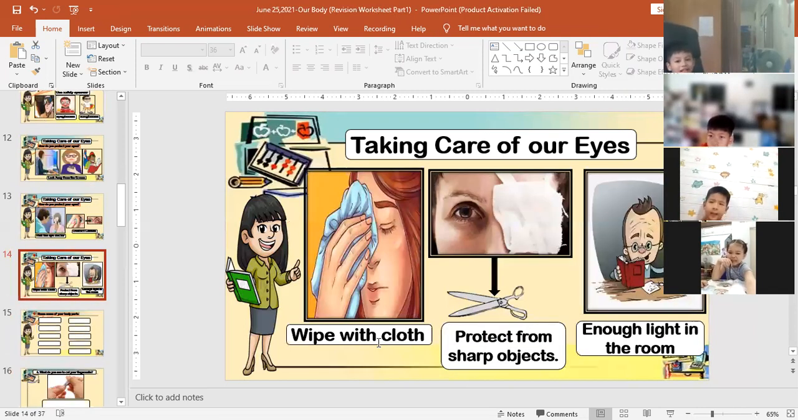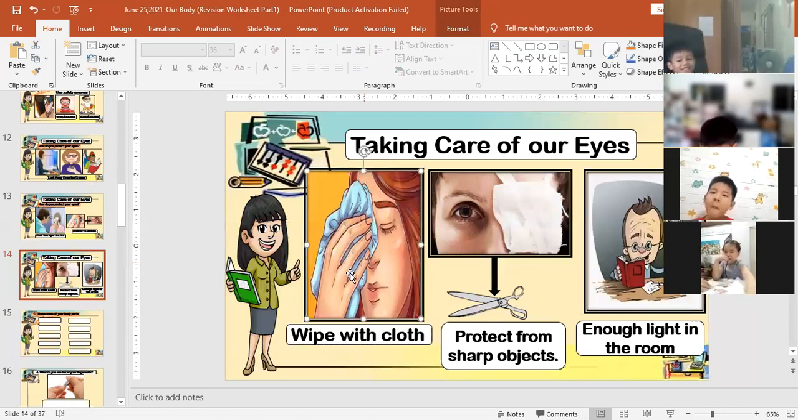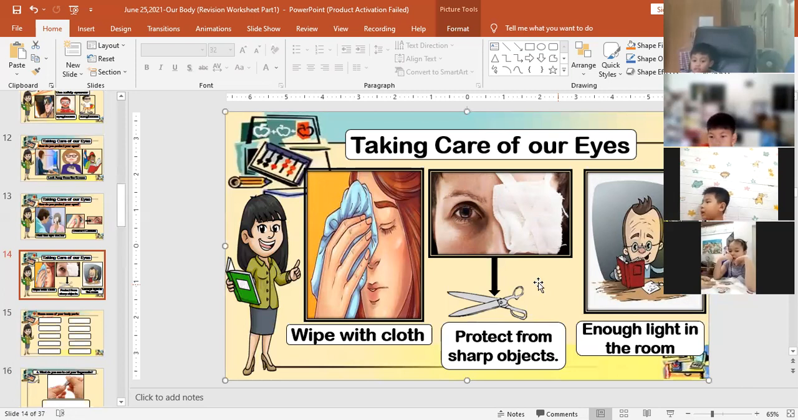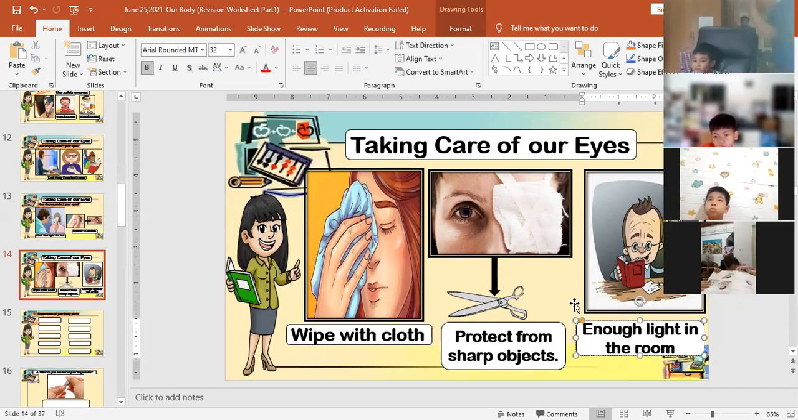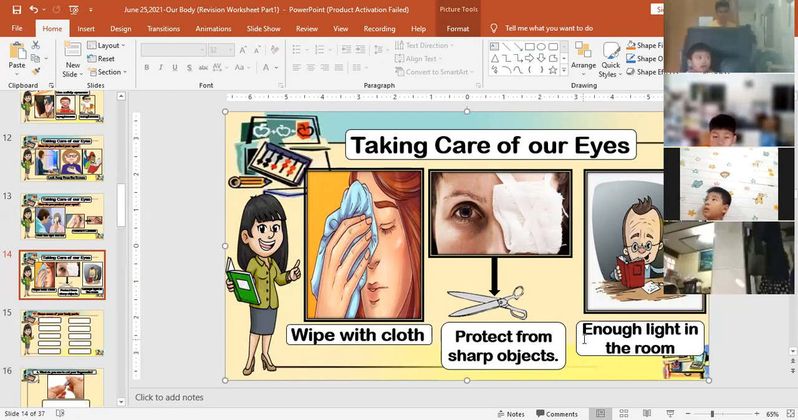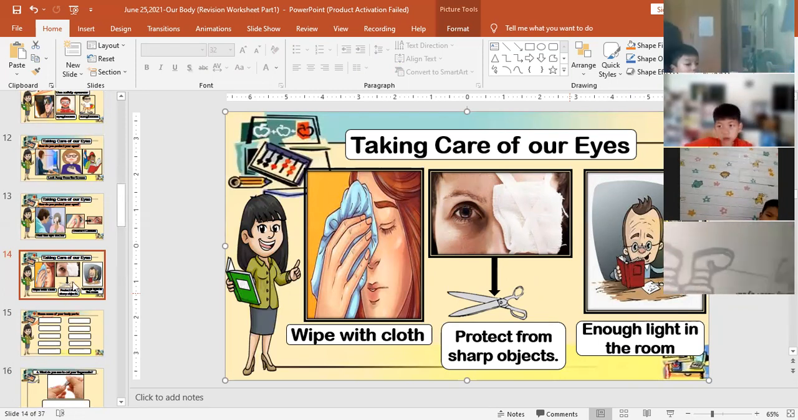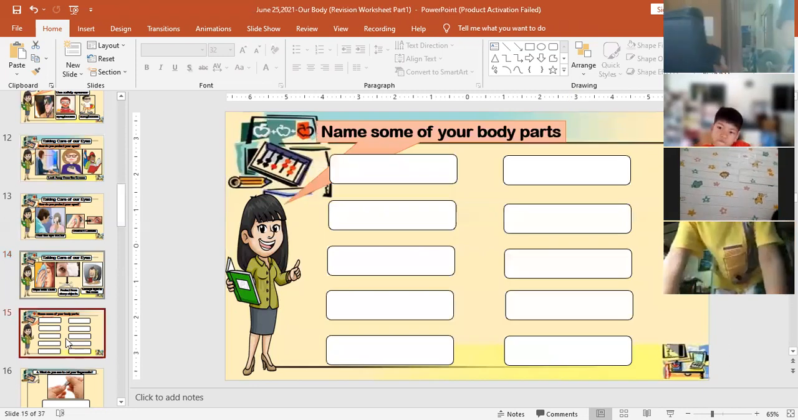Okay, next we have wipe your eyes when you wake up in the morning, or you need to wash your face. Protect them from sharp objects. For example, scissors, pencils, pen. And do not use your finger to wipe your eyes. Next, we have read in the room where there is enough light, just like this one. Most especially when it is night time, because the room is dark.